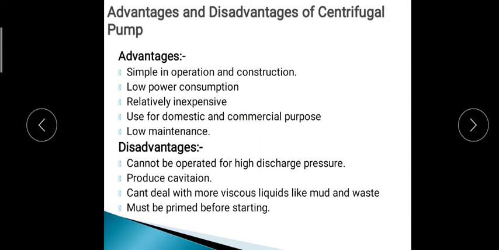Next, the disadvantages. It cannot be operated for high discharge pressure. If I want high discharge and high pressure at the end, this type of pump is not suitable for this kind of work. It produces cavitation. Cavitation is nothing but the formation of bubbles in the pump, which causes cavities in the pump. I will discuss cavitation and priming in the next class. It also can't deal with more viscous liquids like mud and waste.